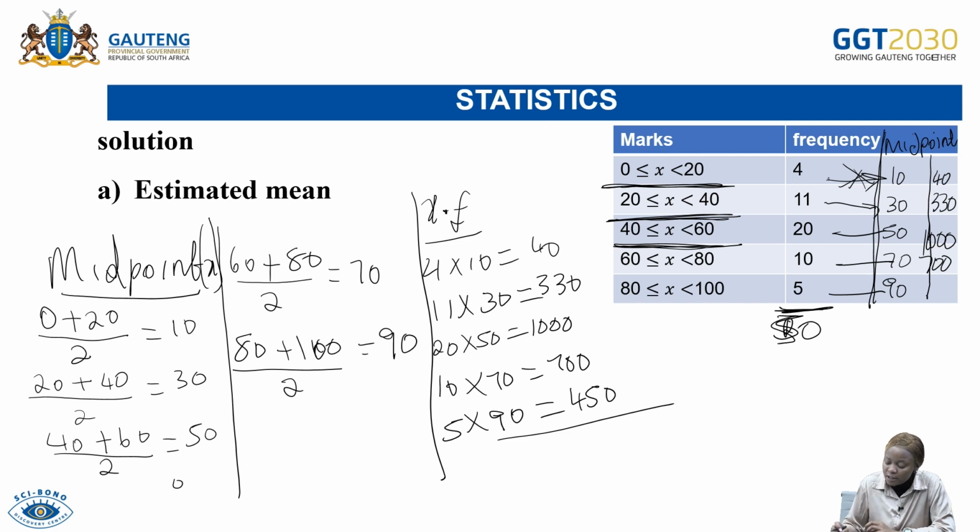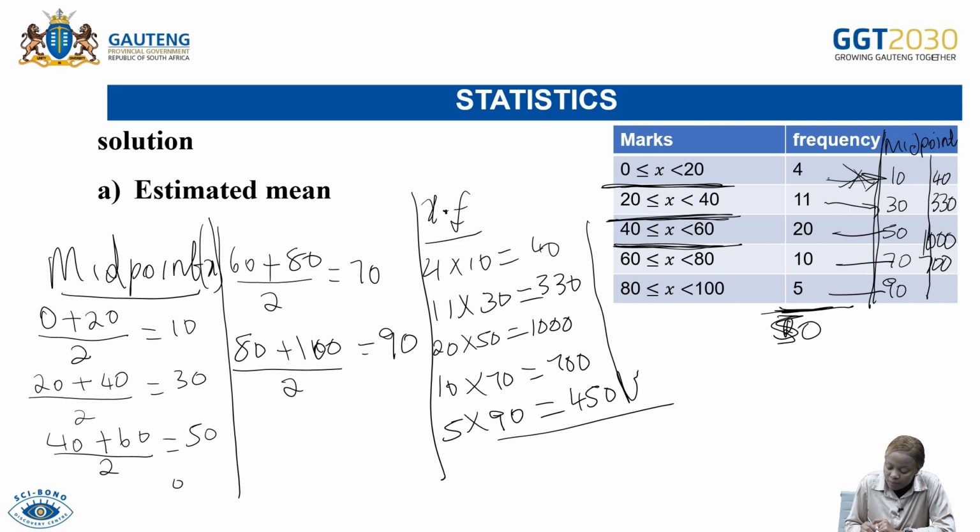Let's just confirm. You'll say it's 4 plus 11 plus 20 plus 10 plus 5. Then you are getting the 50, right? And then you need to find the total of x times the f, the midpoint times the frequency now. So we need to add everything going down. So I'll say it's the 40 plus the 330 plus the 1000 plus the 700 plus the 450.